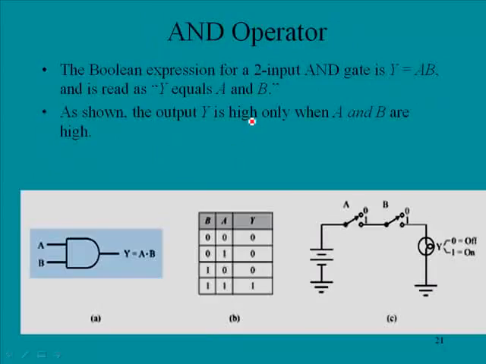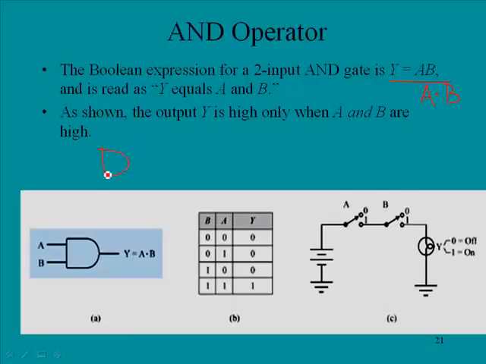The first one we're going to look at is the AND operator. The Boolean expression for a 2-input AND gate is, and here it is, Y equals AB. And it is read as Y equals A and B. And you could look at that, it is effectively A times B. As shown, the output Y is high only when A and B are high. And so this is the representation for AND.